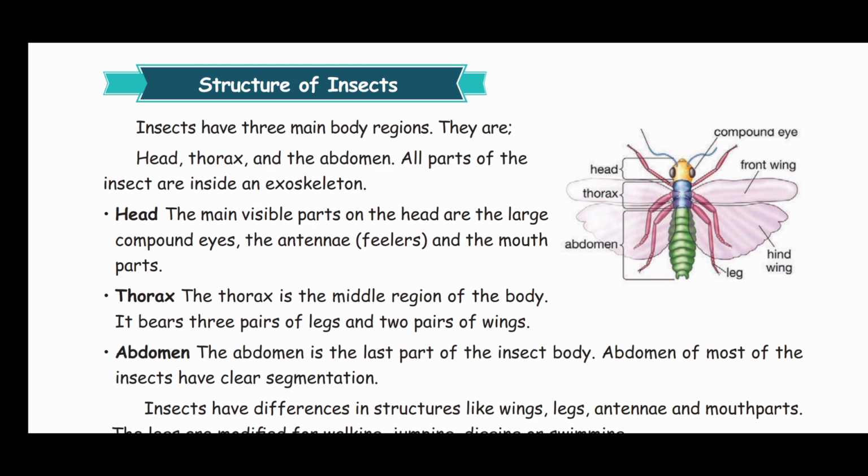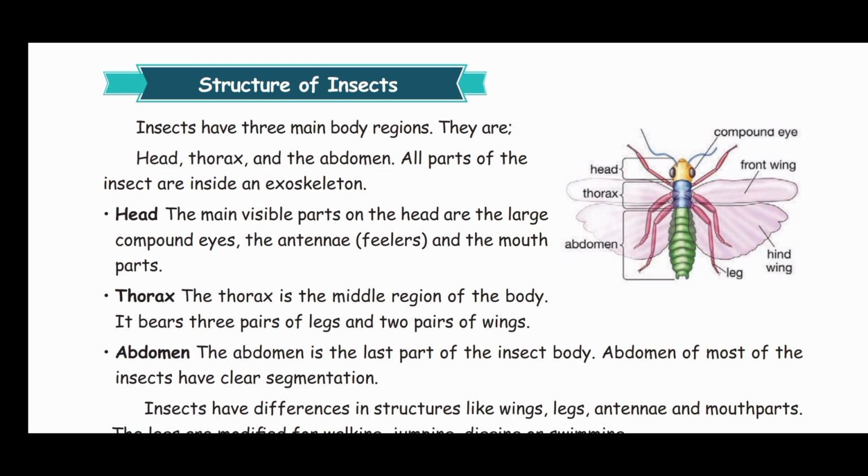All parts of the insects are inside an exoskeleton. Exoskeleton means there will be a skeleton-like structure, and inside that, all the parts will be arranged. First one, head. See the picture, they have highlighted it with three colors. The yellow part is called the head region, the blue part is called the thorax, and the green part is called the abdomen.